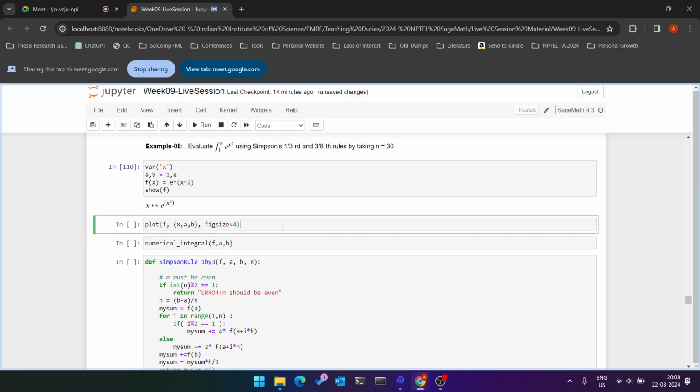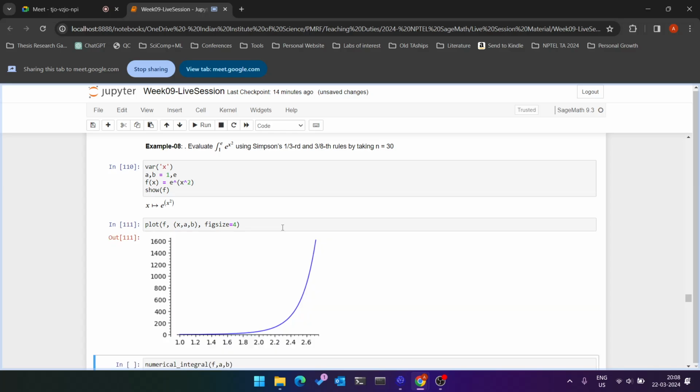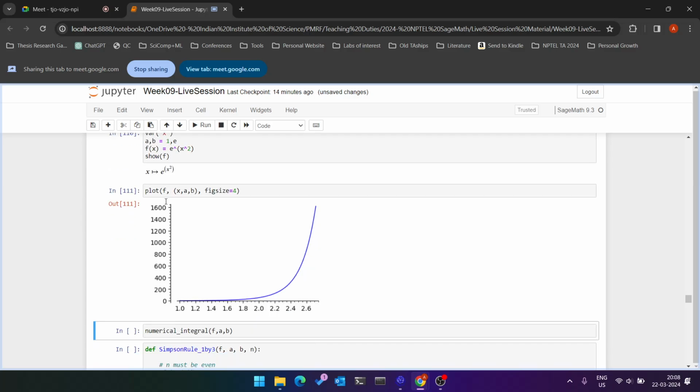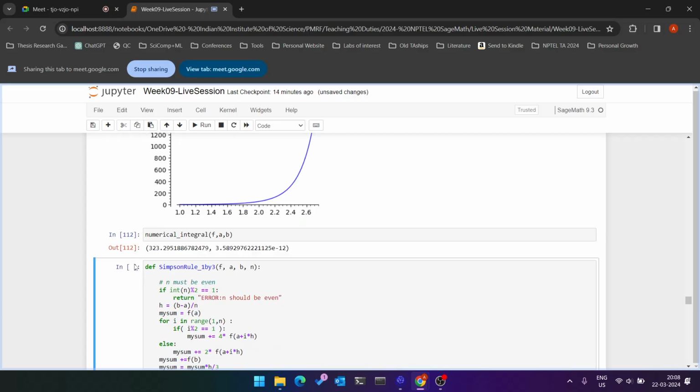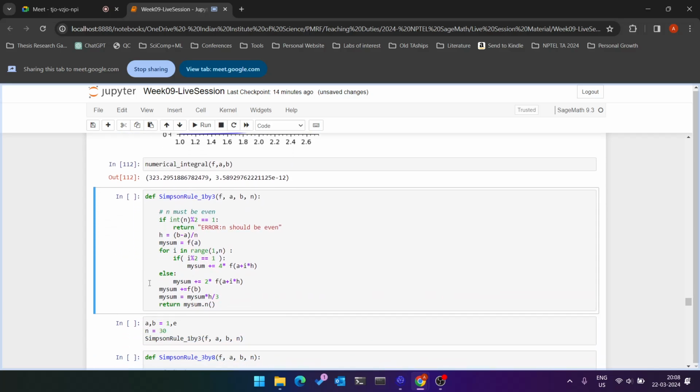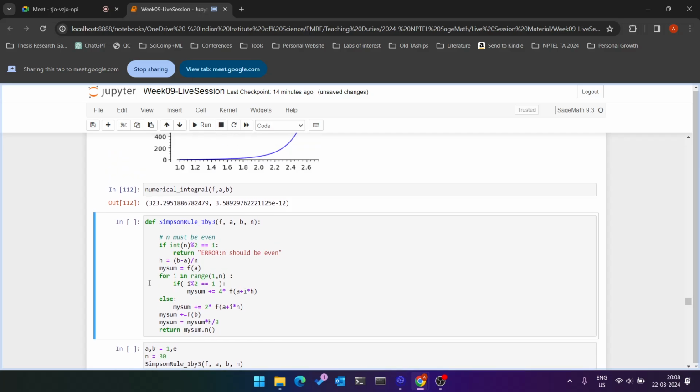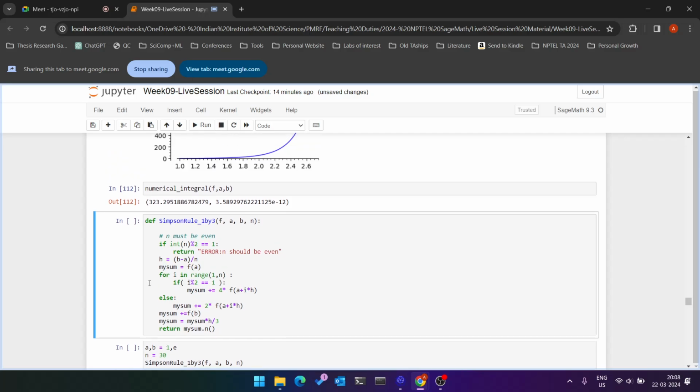We plot the function in the interval that we have. So you are basically raising e raised to e square somewhere, which is very interesting. Now we check the numerical integration: 323.29.